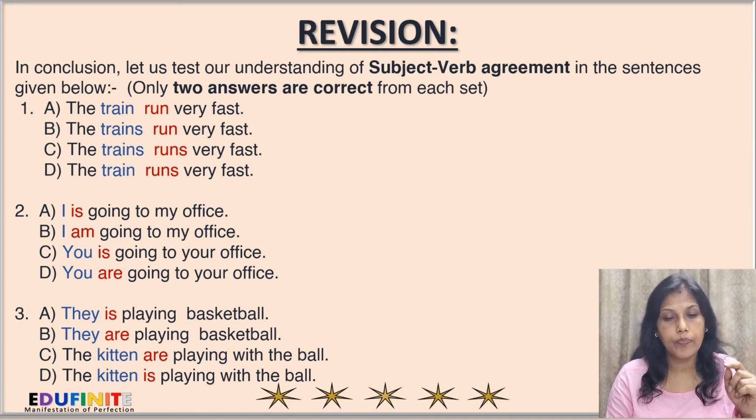The next one: I is going to my office, or I am going to my office, or you is going to your office, or you are going to your office. You'll have to choose only 2 in each question which are correct. Next, they is playing basketball. They are playing basketball. Next, the kitten are playing with the ball. The kitten is playing with the ball.